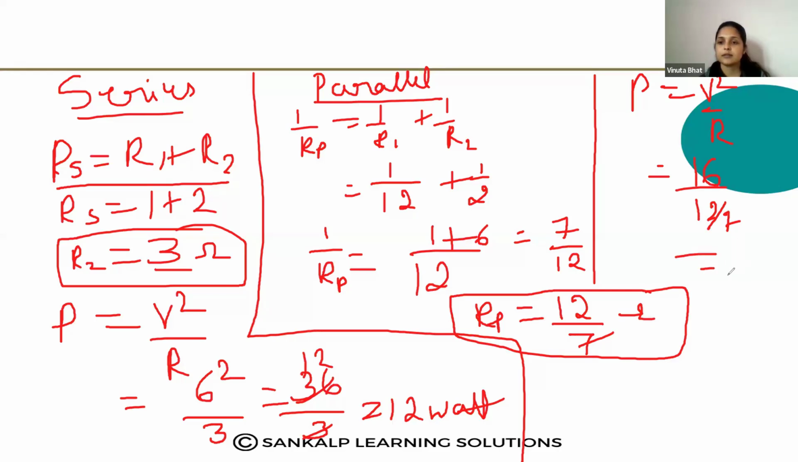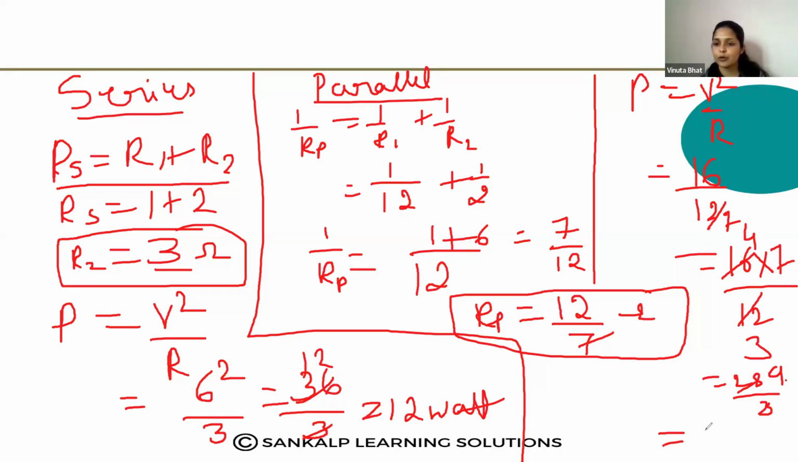Please solve this. 16, so 7 into 16 divided by 12. 4 fours are 16, 4 threes are 12. 28 by 3. 9 point something watt, right? 28 divided by 3 means 28 divided by 3, that is 9.33 watt. P is equal to 9.33 watt.